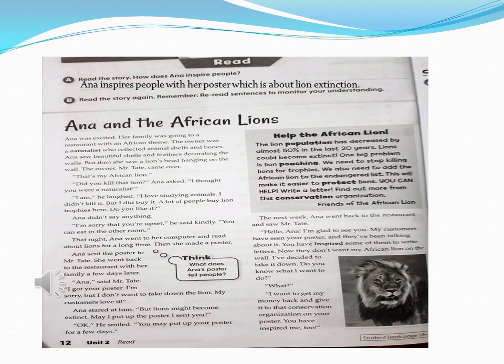Exercise B. Read the story again. Remember, reread sentences to monitor your understanding. So, I think this is quite easy reading, but if you feel any difficulty or confusion, you can reread those sentences. This will help you with better understanding.